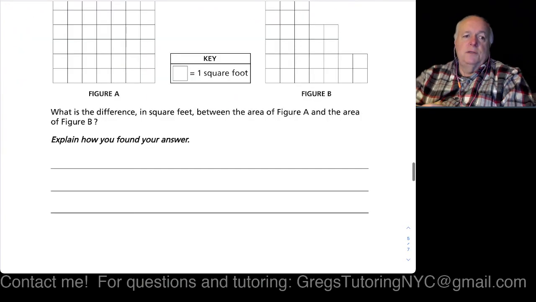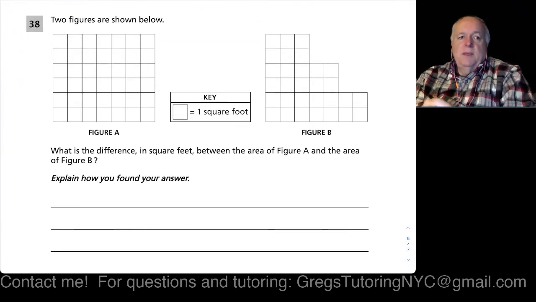Okay, so 2 figures are shown below. Okay, so we're going to look at them. We have figure A and figure B. We must look at the key. Okay, that says 1 square here is 1 square foot. Okay, and they're probably going to have us compare areas.